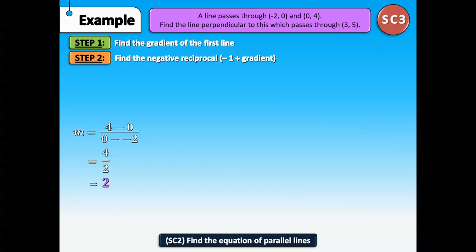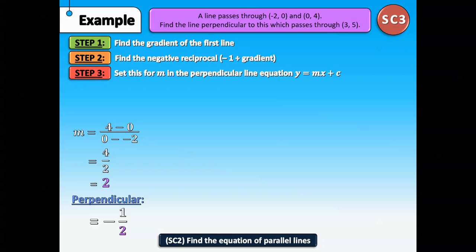Now remember, we're not looking for a line parallel to this. We're looking for a line perpendicular to this. So it has to have a negative reciprocal gradient, which means the gradient of the line we're looking for is minus 1 over 2. So we can put this into the equation of the line. So y equals minus a half x plus c.